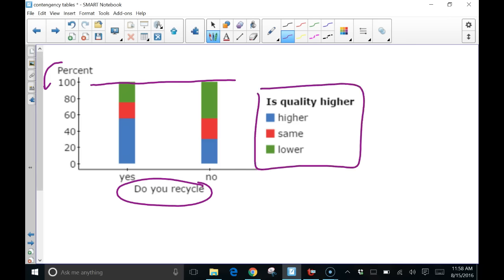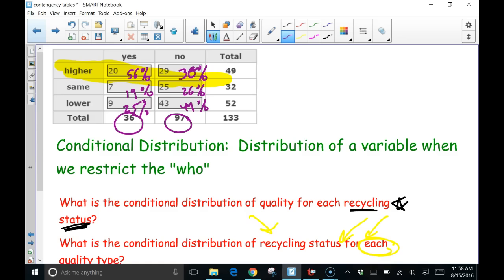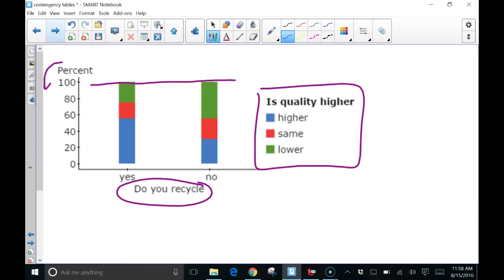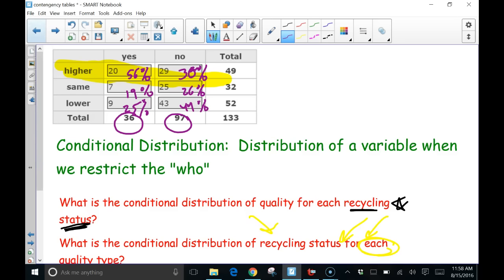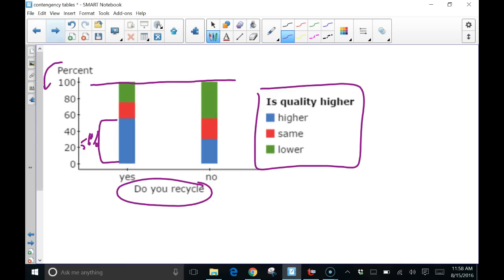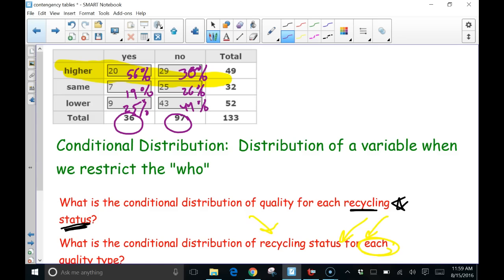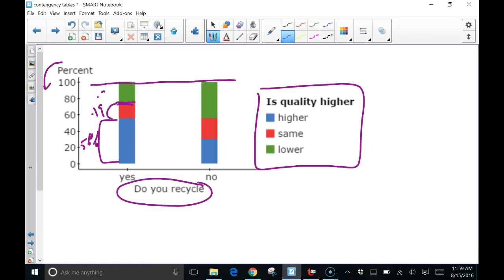And to simply make this graph, I can use the table that I've just made. For example, if you go back, you could see the yeses had 56% recycled. That's the height of this bar, 56%. And then if we go back, that's 19%. So I added 19% higher to bring me to the top of this bar. And then whatever was left had to be the lower. So each of these percents corresponds to the percent on here and adds to 100%.